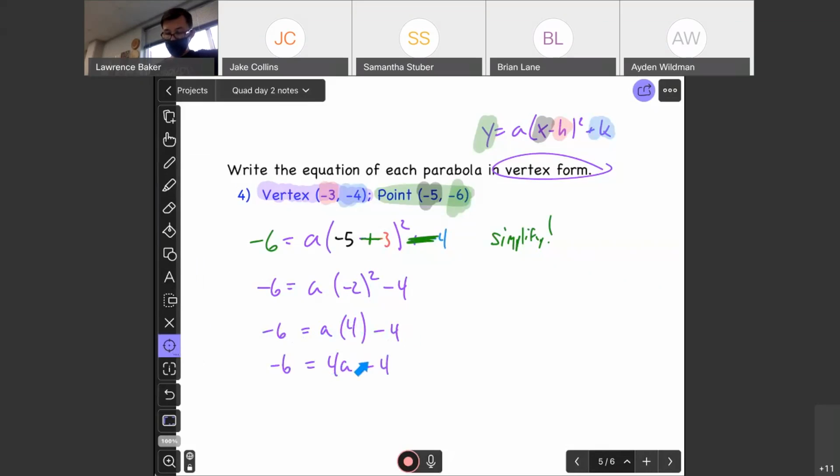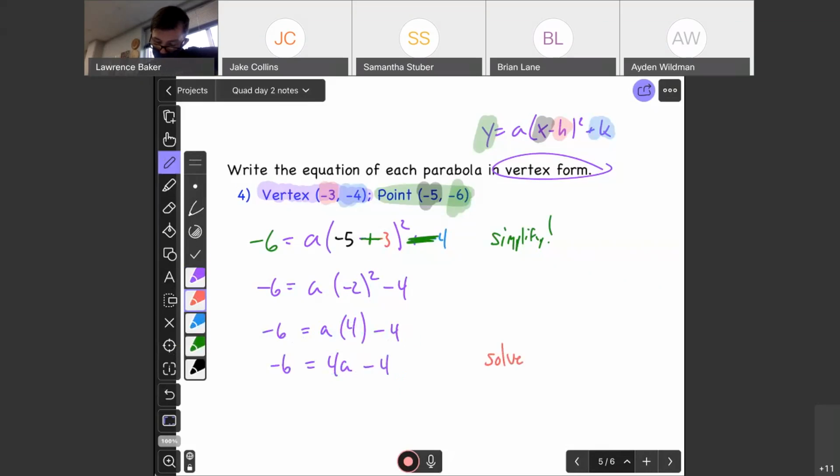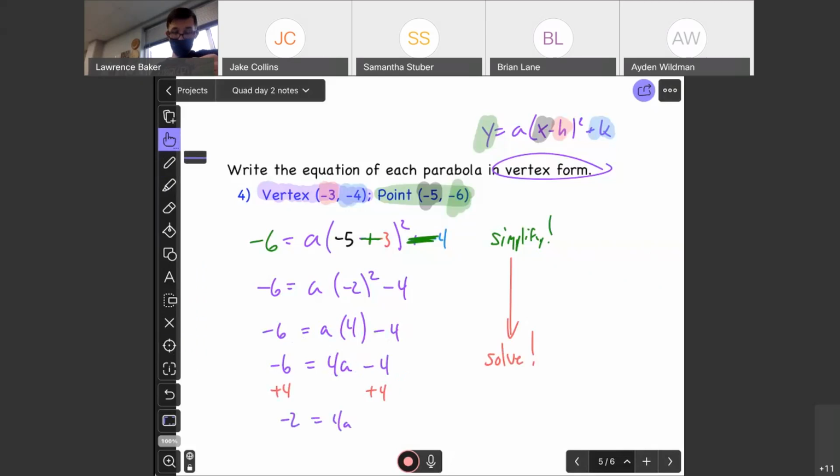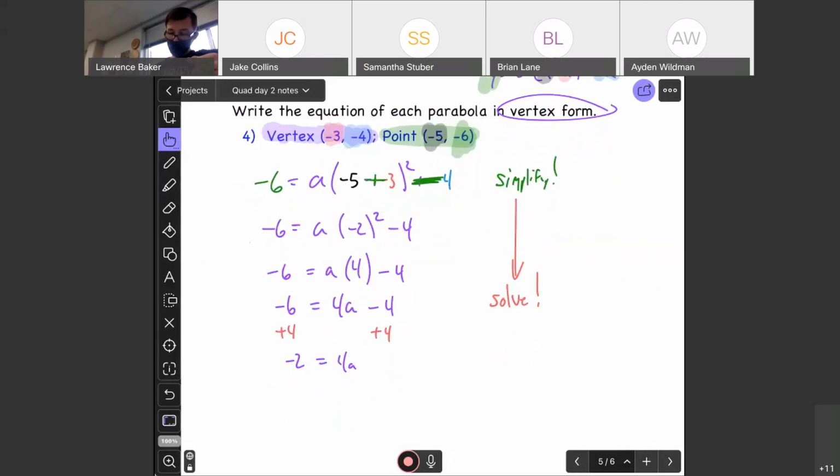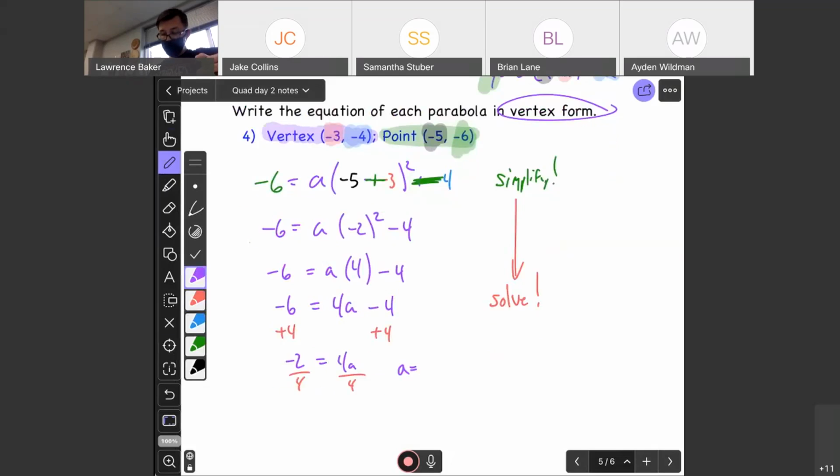Now I can solve this equation. So we simplify, then we solve, which is definitely a skill you guys have worked on before. So add 4 to both sides. -2 divided by 4 is -1/2. We know what A is.